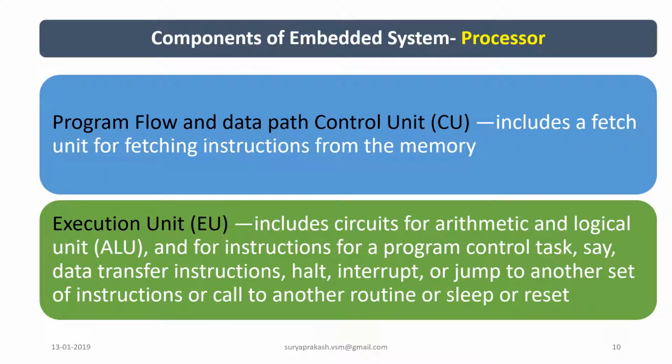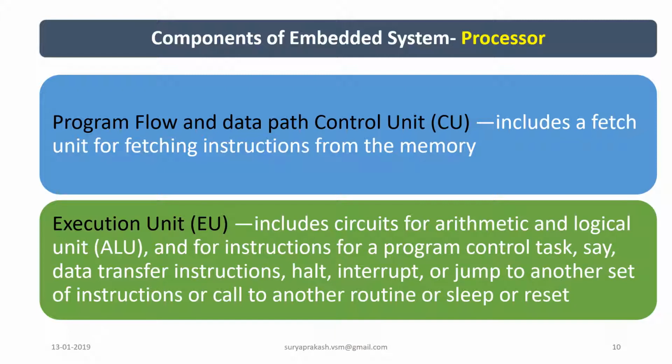The basic components of an embedded processor. In a system, we'll be having the embedded processor. The embedded processor has two major units, the program flow and data control unit, which includes a fetch unit for fetching instructions from the memory, whatever the person has typed inside the memory. And then there is an execution path.